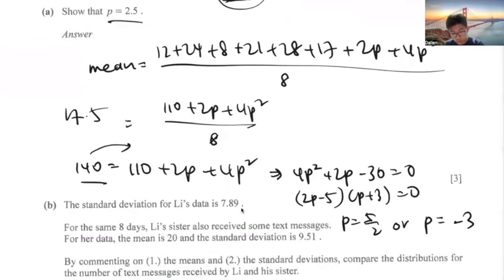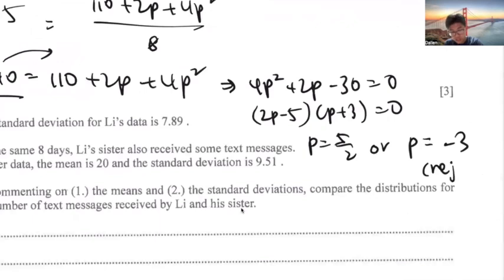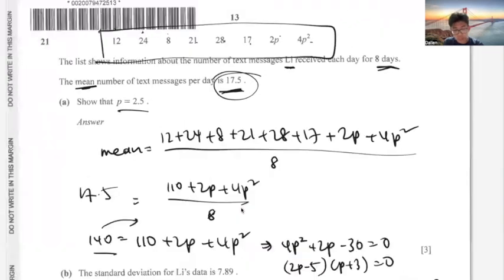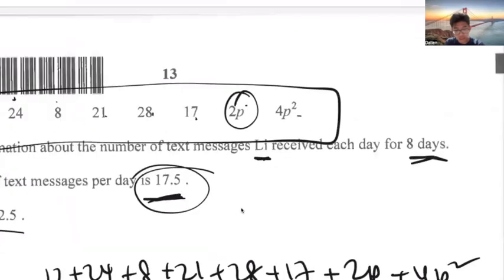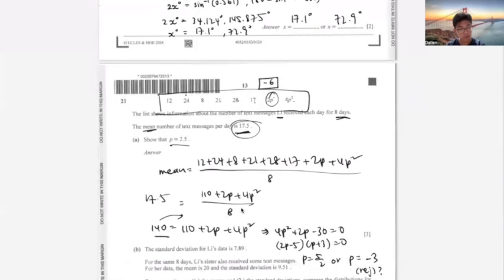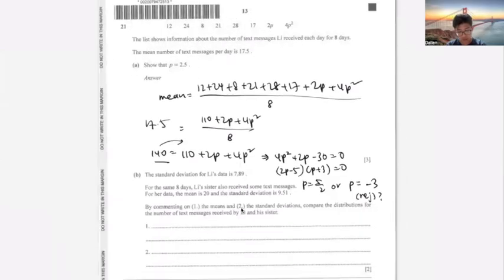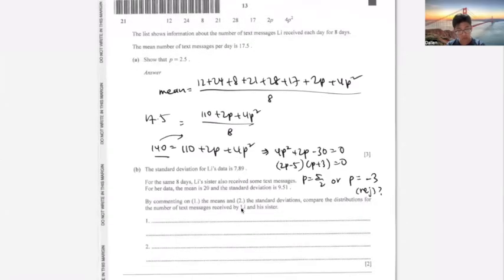So why do we reject this? Because remember, we're talking about text messages here. If p was minus 3, it would mean that she got minus 6 text messages per day, which doesn't make sense. Okay, so that's why we reject.